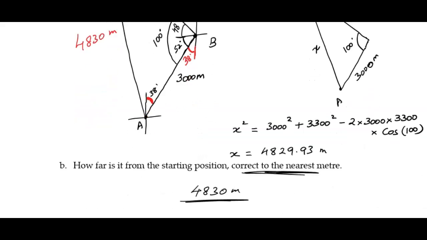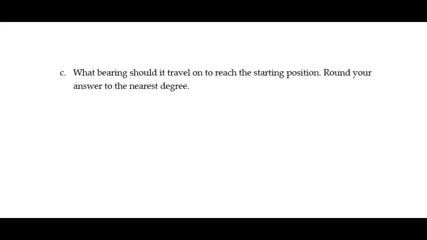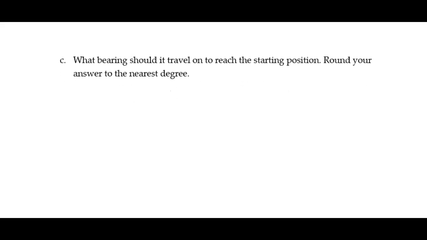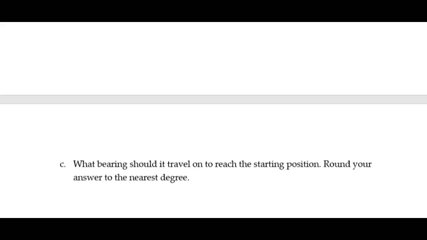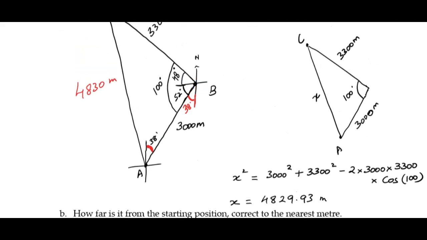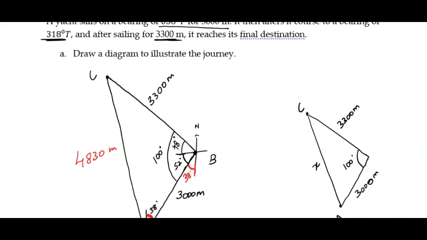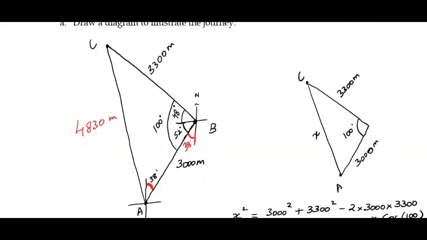All right, now moving on to the second part of this question. What bearing should it travel on to reach the starting position? Round your answer to the nearest degree. The bearing question is often the most challenging part of this topic. So I'm going to go back to my original diagrams. The question is basically asking what bearing should we travel so that we can go back to the starting position. At the moment my ship is at point C. So I'm going to draw my compass there, right?